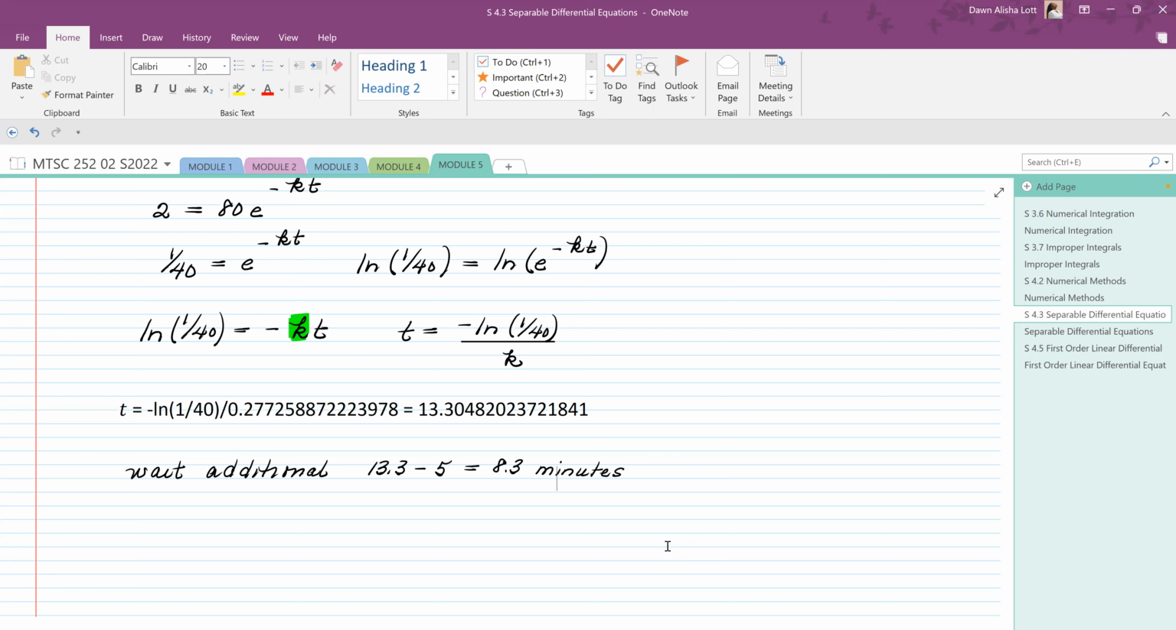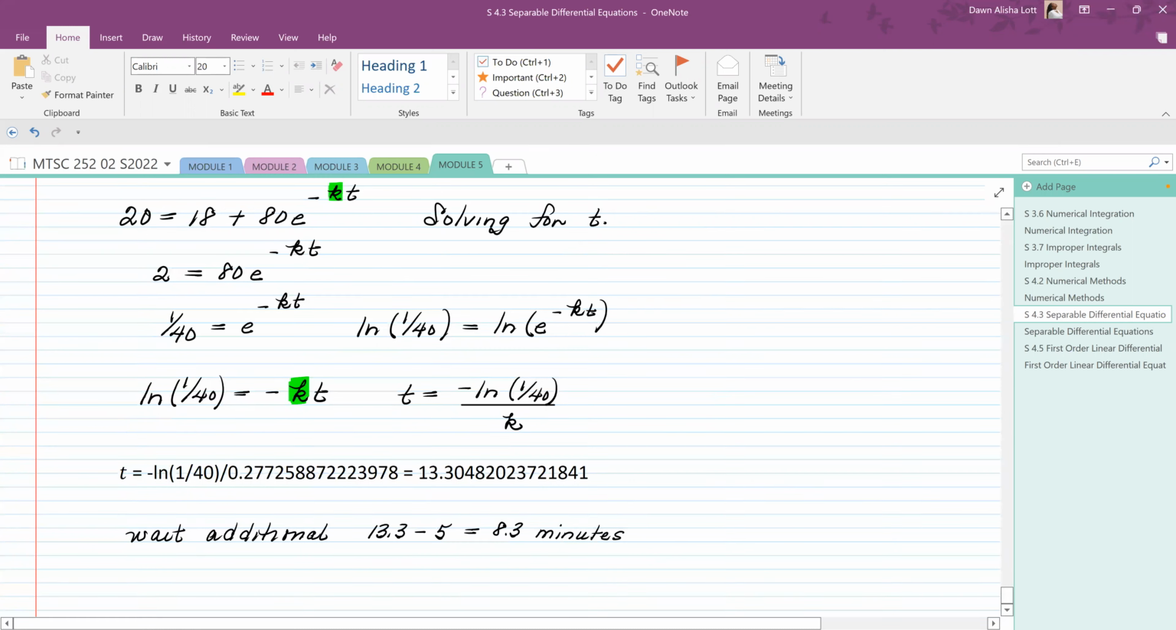How'd you calculate the approximate value? Of what? The natural log of the 1/40. Oh, this is OneNote. OneNote does the calculation. So you're talking about the whole problem, or just at the end? Just like at the end.